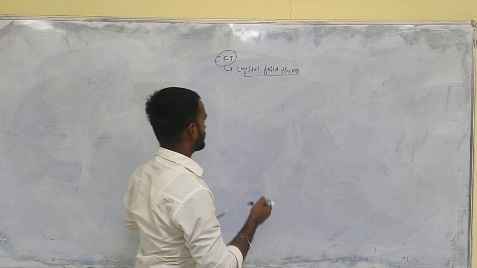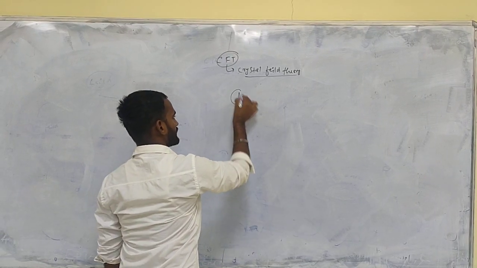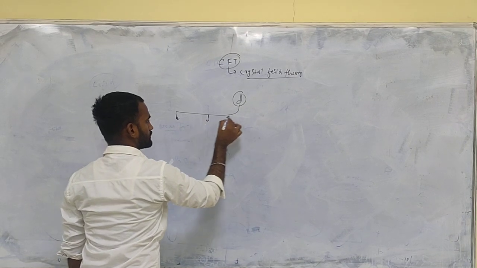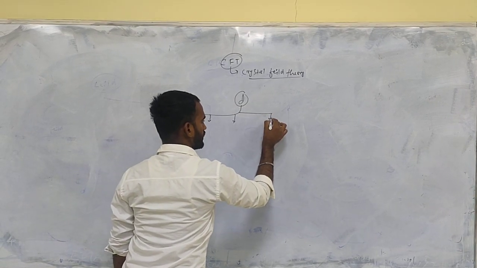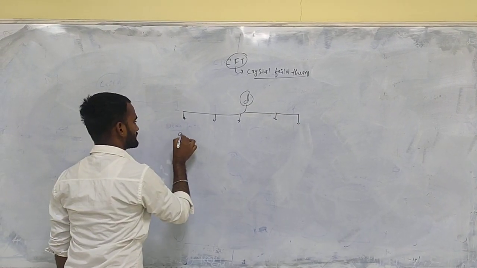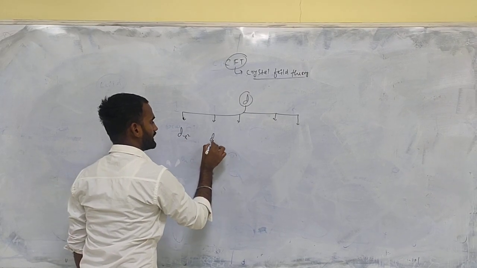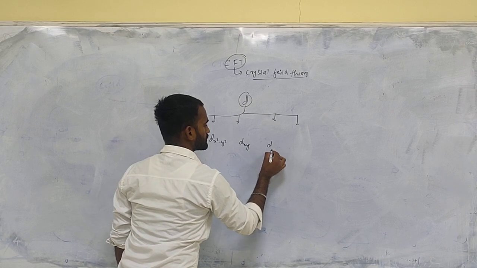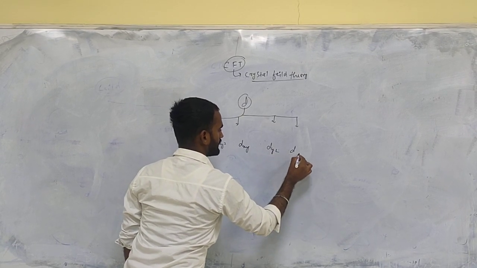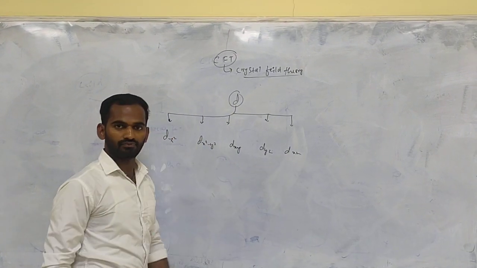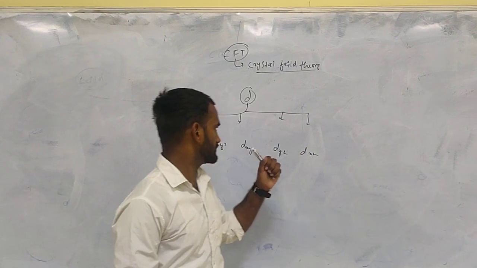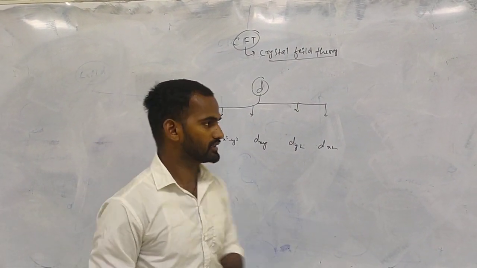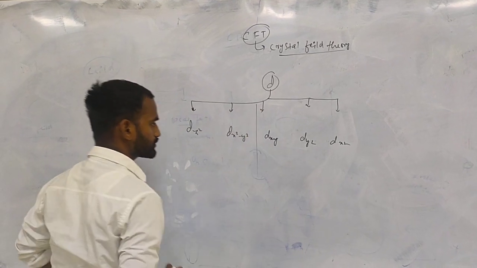What are the d orbitals we have to talk about? There are totally 5 d orbitals. Those are dz square, dx square y square, dxy, dyz, and dxz. So we can categorize these d orbitals into 2 categories.